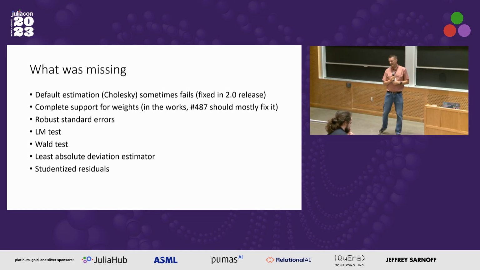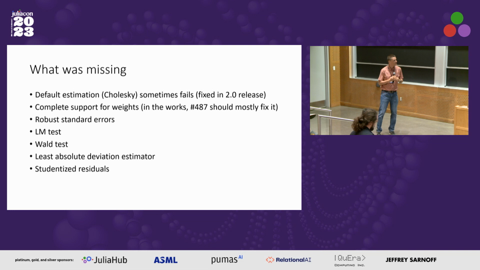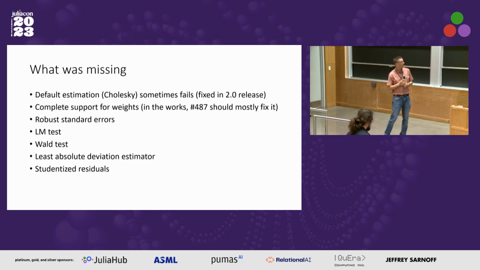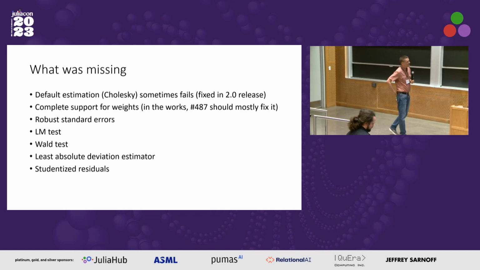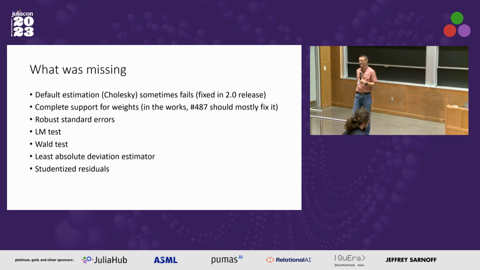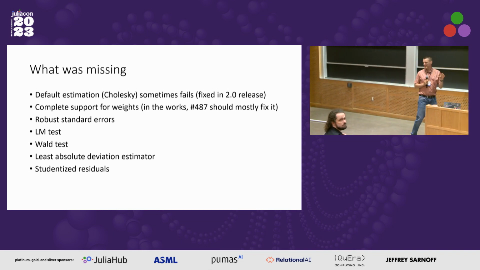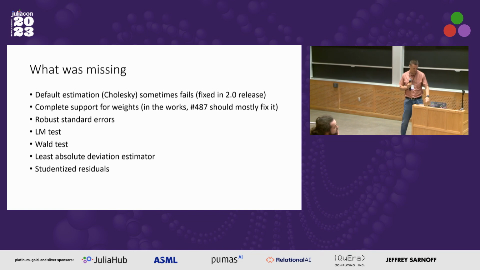And the one thing that Wooldridge uses that is not covered in GLM.jl was the least absolute deviation estimator. GLM.jl just provides standard estimation, but not least absolute deviations. But this was relatively easy to add. And the last thing is studentized residuals. Again, this is something that is sometimes requested by users, and Wooldridge uses it, but again, I couldn't find it implemented. So all those things are implemented in this extra file that I have shown you and can be used.